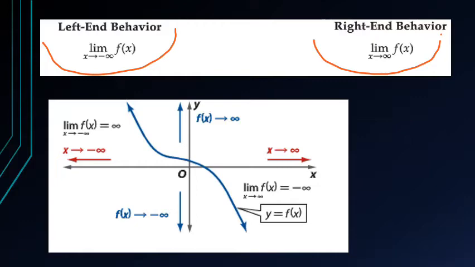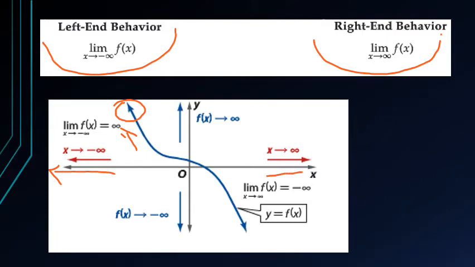So let's look here at this graph. This is some form of cubic function. But here we see that as x is headed off towards negative infinity, we can see that f of x, or the y values, are headed off into positive infinity territory. So this is an example here. This is the left end, looking at the left end of the graph right here. As x is headed off into negative infinity, the limit is that f of x, or y, is going off into positive infinity.